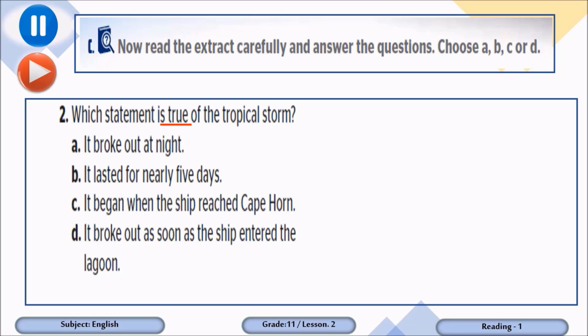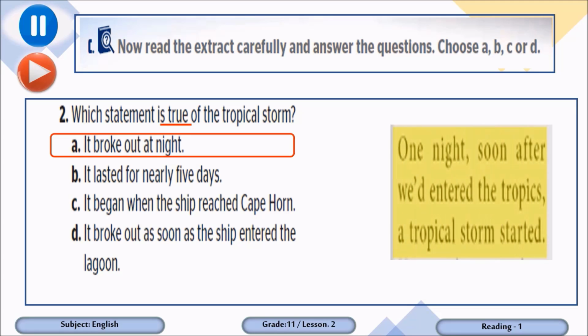Okay, now let's check the answer. Which statement is true of the tropical storm? The answer is, very good, letter A. It broke out at night. And from the story, we can get the answer. "One night, soon after we had entered the tropics, a tropical storm started."